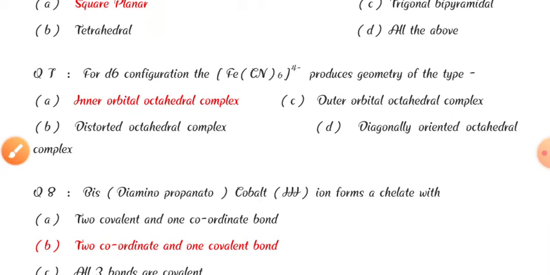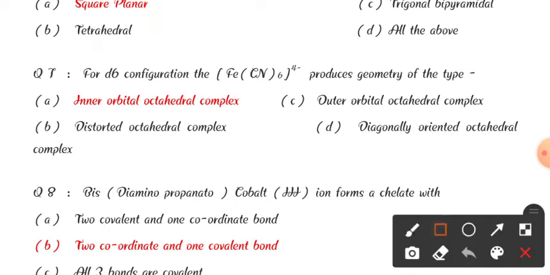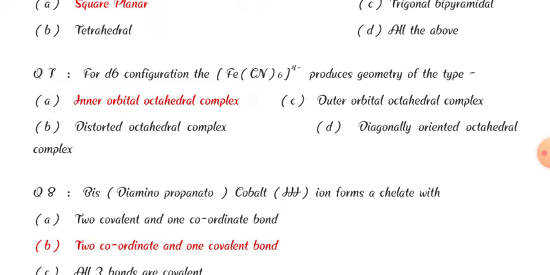For d6 configurations, the hexacyanoferrate produces the geometry of which type? That is option number A, inner orbital octahedral complex, is the correct answer. Okay, now next question friends, that is question number 8.